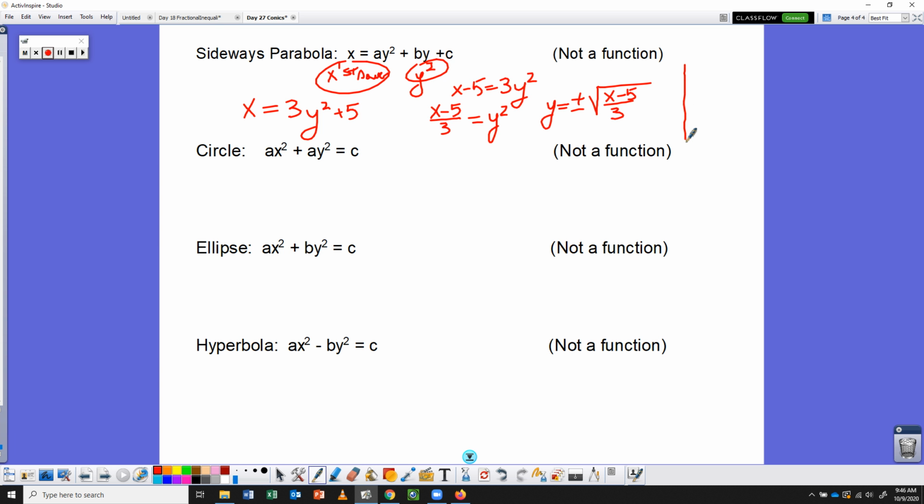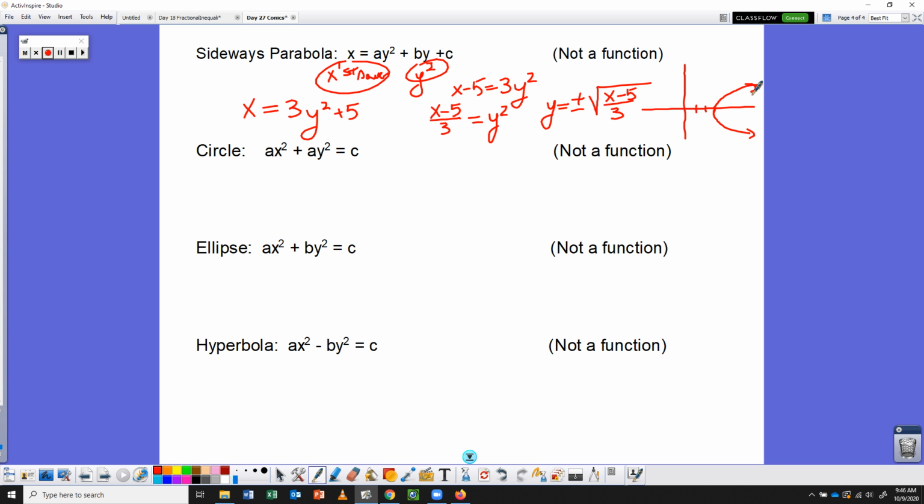Just to show you a quick drawing of what this looks like, this is the top half, and this is the bottom half. So basically what you have is a parabola that's traveling sideways, and of course that does not pass the vertical line test, therefore sideways parabolas are not functions.